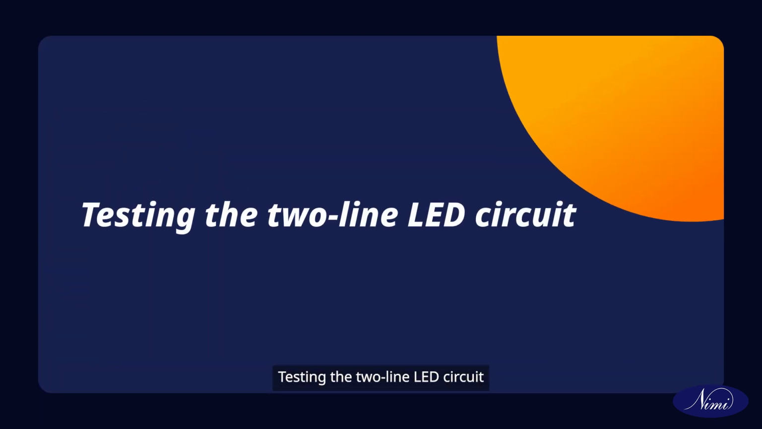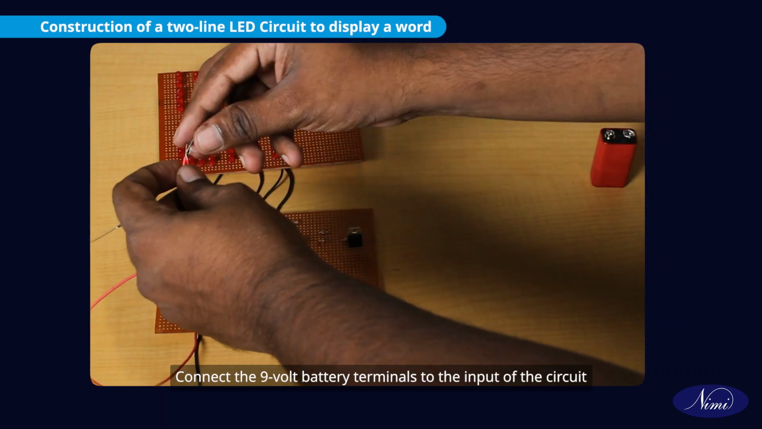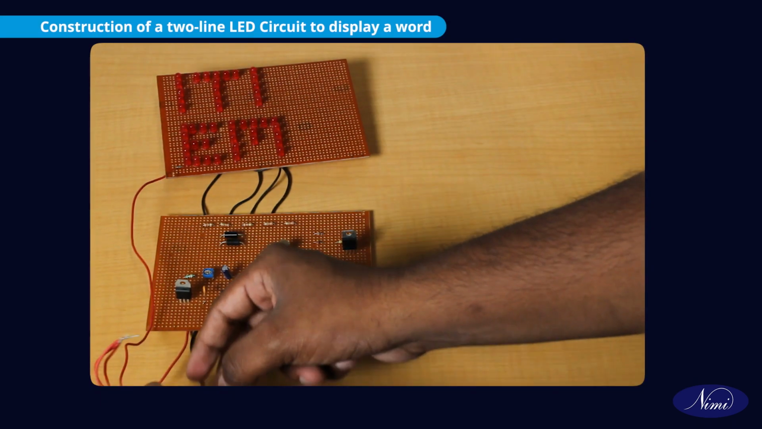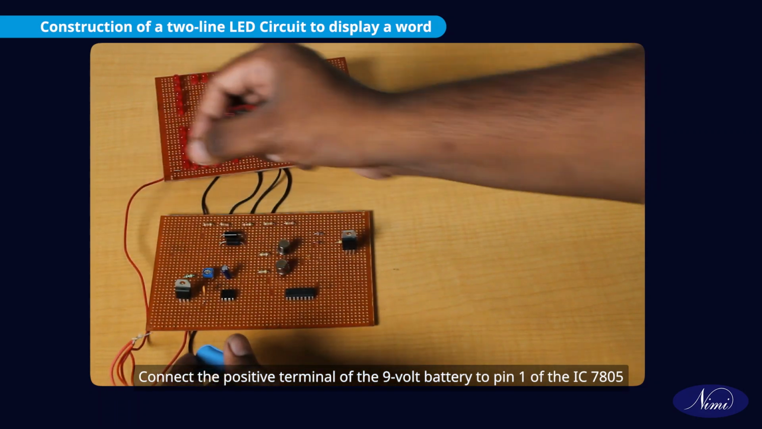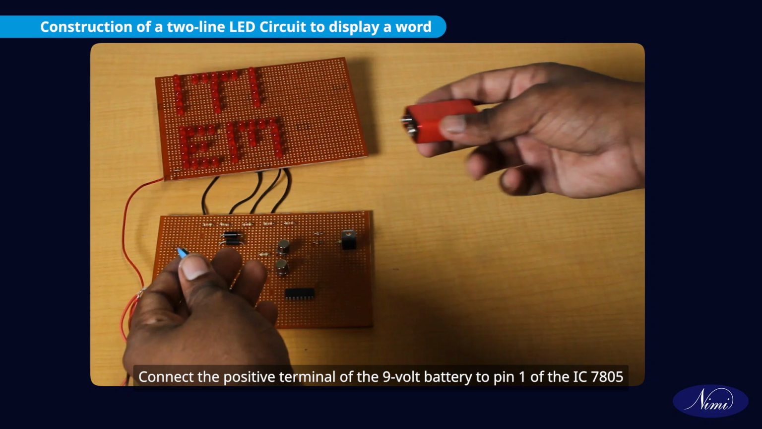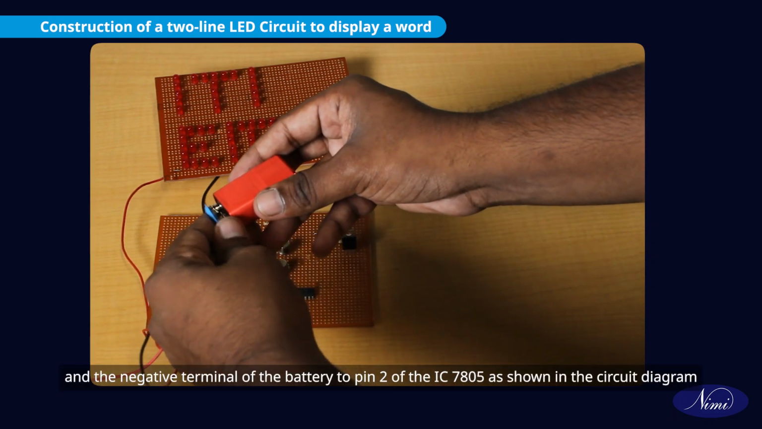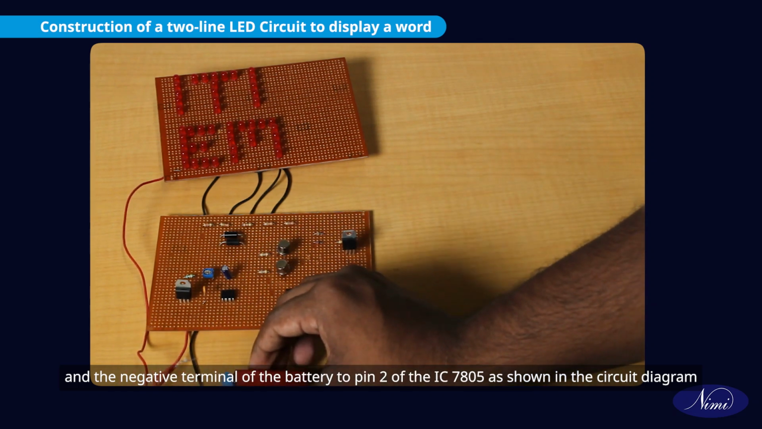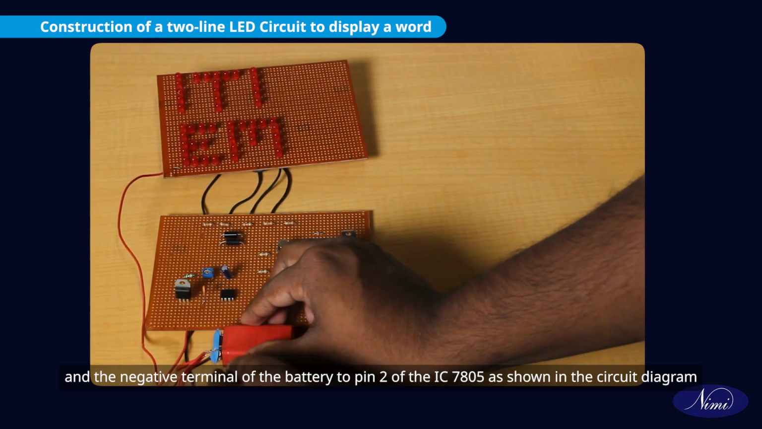Testing the two-line LED circuit. Connect the 9-volt battery terminals to the input of the circuit. Connect the positive terminal of the 9-volt battery to pin 1 of the IC7805 and the negative terminal of the battery to pin 2 of the IC7805 as shown in the circuit diagram.